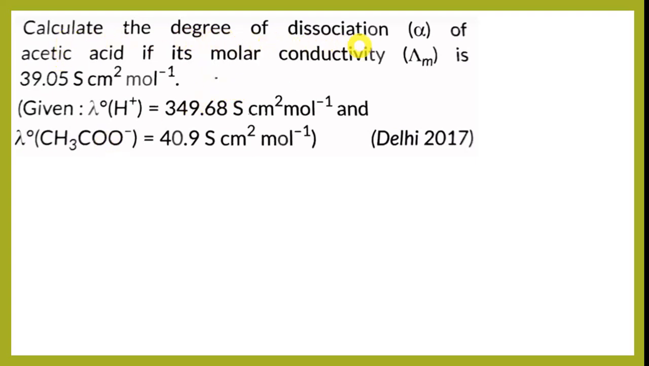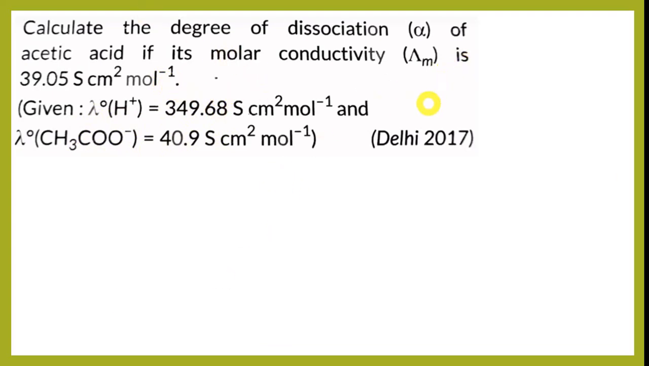Calculate the degree of dissociation alpha for acetic acid, if its molar conductivity lambda m is given as 39.05 Siemens centimeter square per mole. They are given the lambda naught values for the H plus ion and the CH3COO minus ion. So what we have to calculate here is the degree of dissociation.